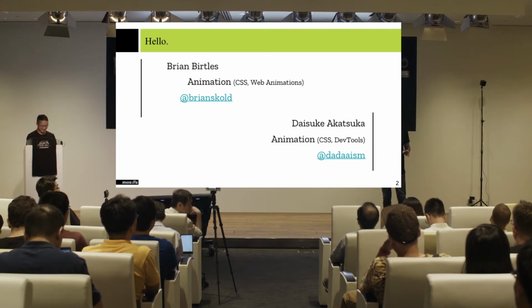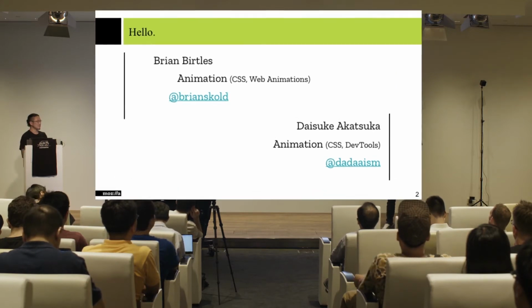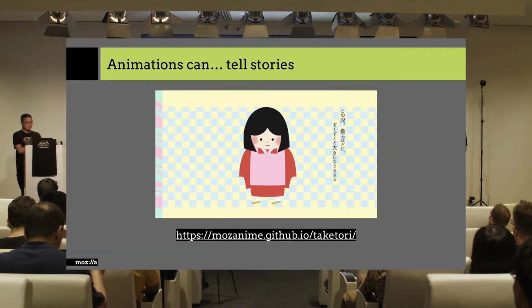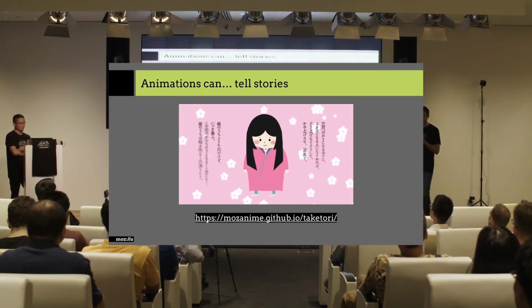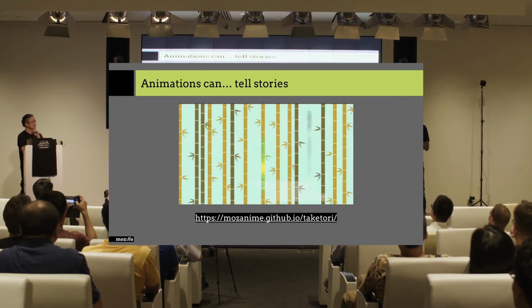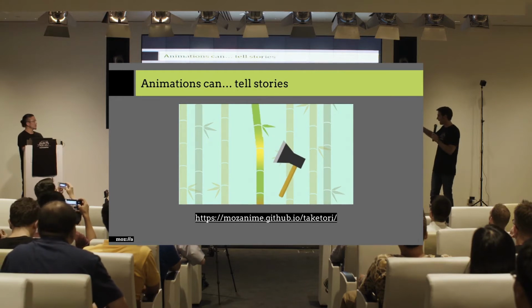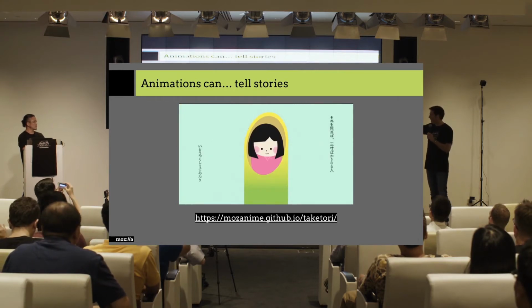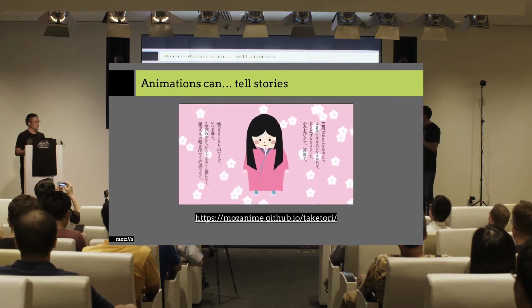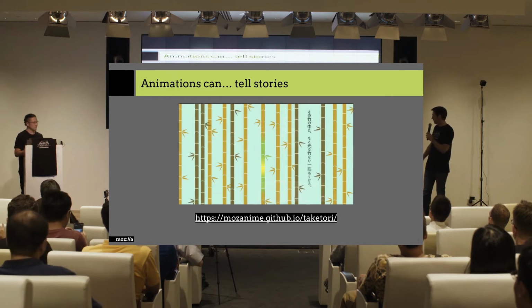Let's step back for a moment and talk about web animations. Animations are great. You can do all sorts of things with animations. You can tell stories with animations. This is a traditional Japanese fairy tale. Last year, Daisuke and I worked with a Japanese animator to make a web version of the fairy tale. This is just a slightly sped up version of it. But you can do all sorts of things. This is all just using web animation technology.